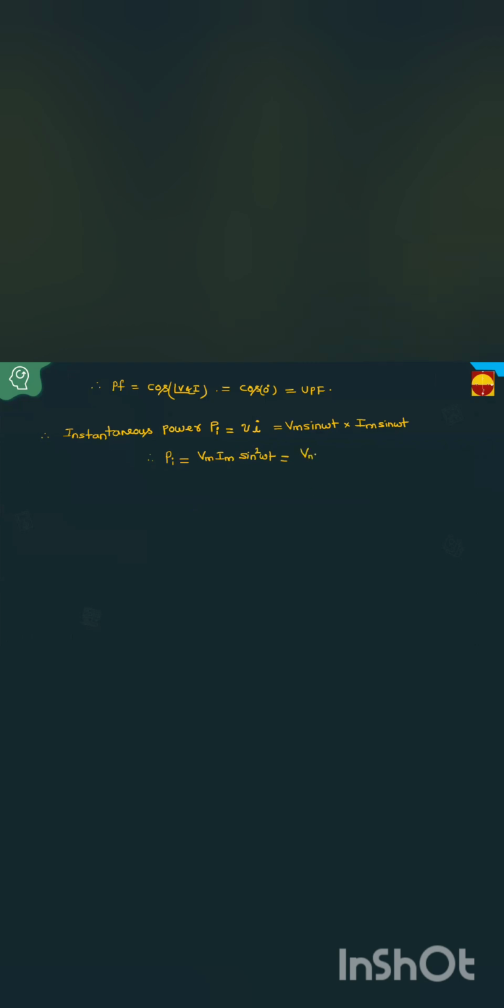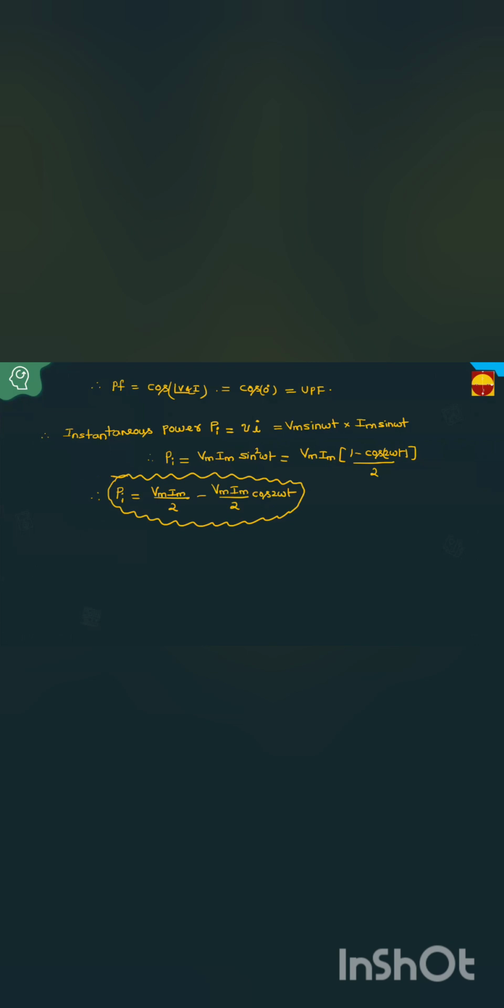This is equal to Vm Im. How to write sin square omega t? 1 minus cos 2 omega t by 2. Therefore, what is instantaneous power? The instantaneous power equals Vm Im by 2 minus Vm Im by 2 into cos 2 omega t. Okay, this is the instantaneous power source.